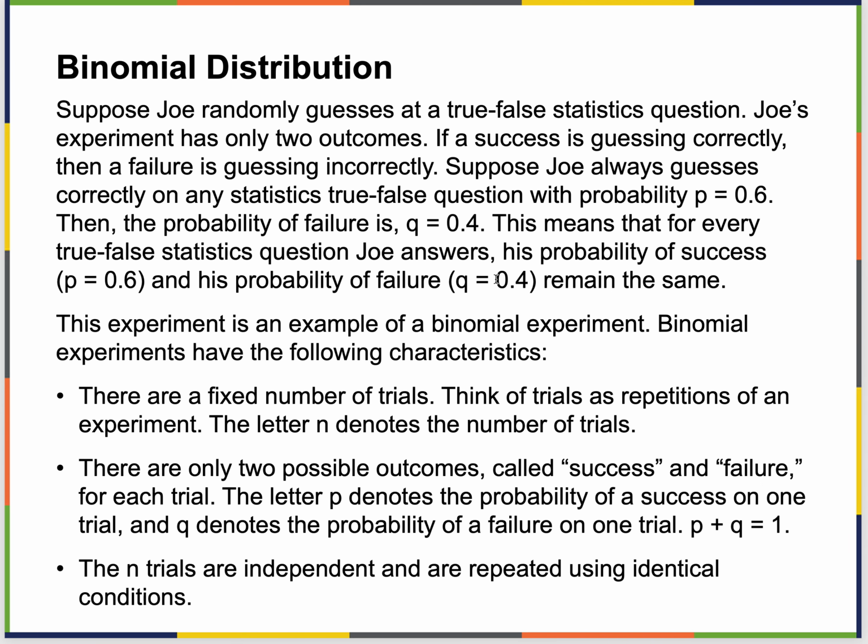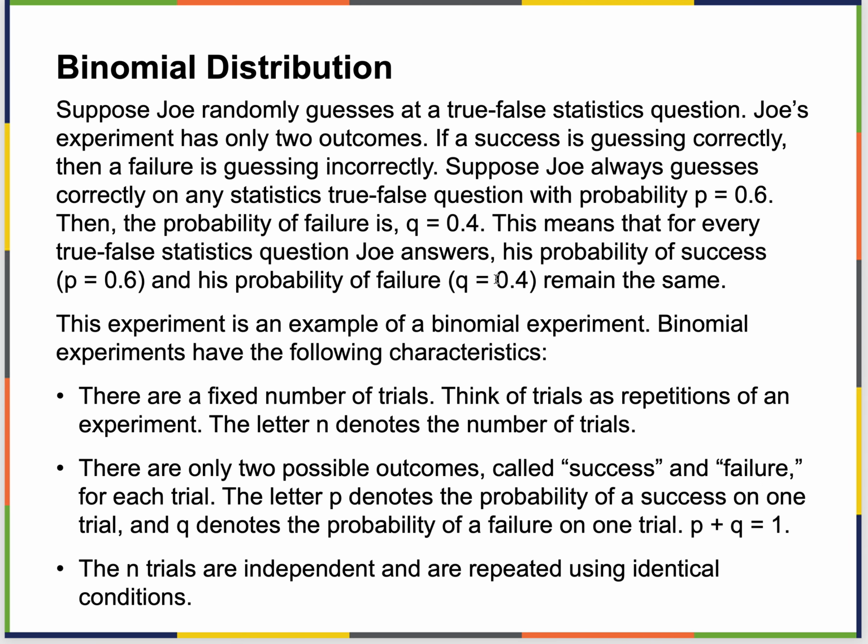This means that for every true-false question Joe guesses, his probability of success is 0.6 and his probability of failure is 0.4. They remain the same. This experiment is an example of what they call a binomial experiment. And this one trial is considered a Bernoulli trial, where you have two choices. You have a probability of success being the result that you want, and the other choice is the result that you don't want. It's 1 minus that. So p plus q always equals 1. q is 1 minus p.